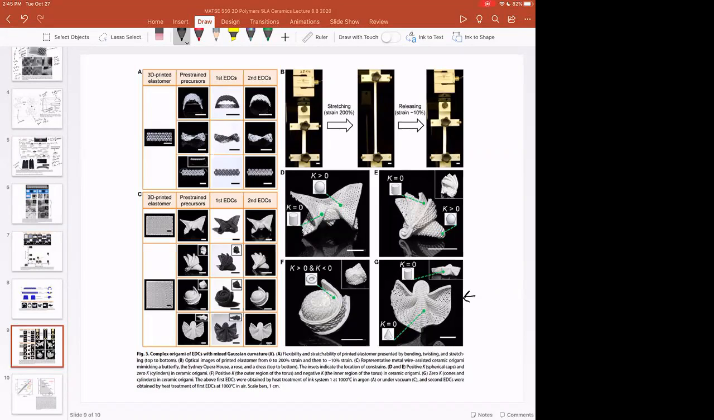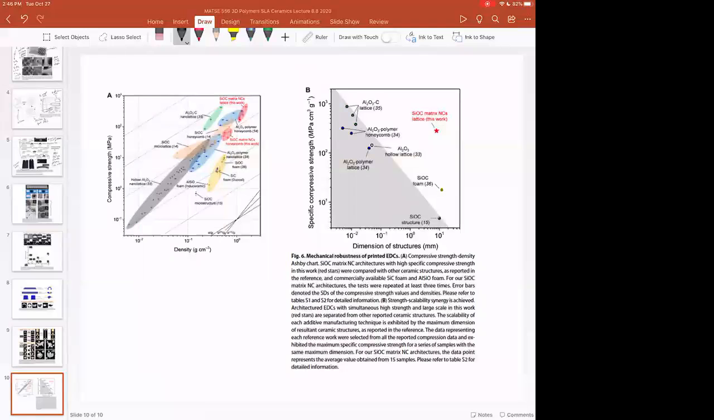And of course, you can use these ceramics as investment casting molds or as other things. Of course, ceramics are useful for lots of things, including structural materials. And so you can imagine the flexibility this gives you in terms of ceramic material design. And of course, a lot of engineering materials are evaluated on this Ashby type plot where you're looking at some sort of mechanical property versus some sort of density. Or in this case, they're looking at compression strength. There's specific compression strength. So specific properties are per gram versus the dimension of the structures.